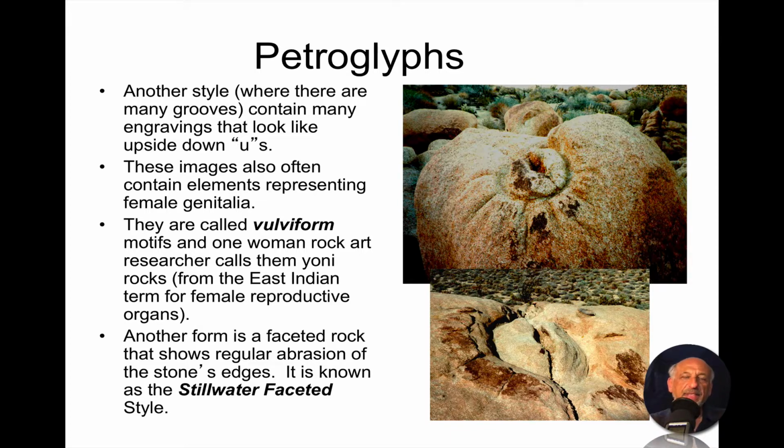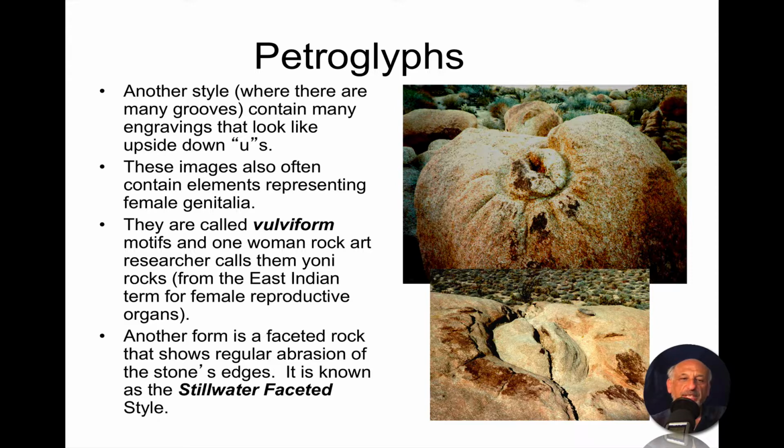These petroglyphs, another sort of particular style or manifestation, are that sometimes there are engravings that look like upside down U's, and these images often are akin to and representative of female genitalia. They're called vulviforms. These are motifs where one woman rock art researcher had called them yoni rocks. That's the name from the East Indian term for the female reproductive organs.